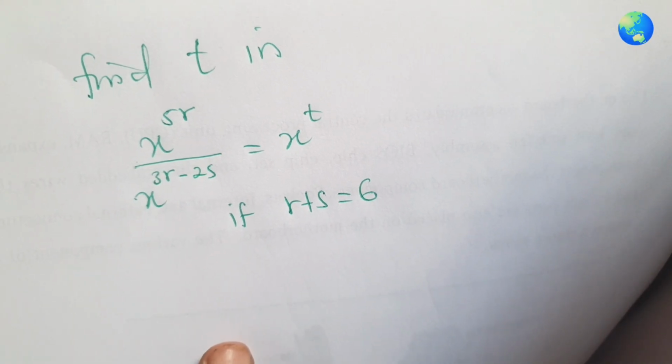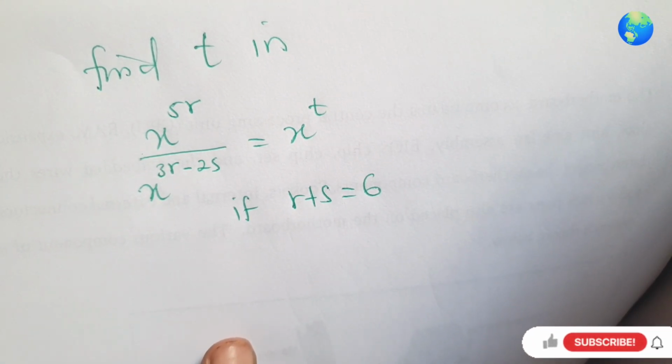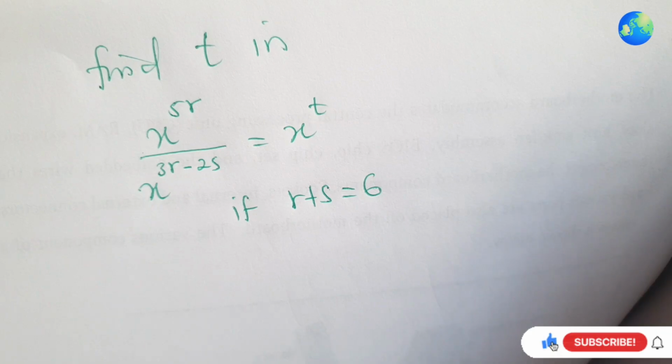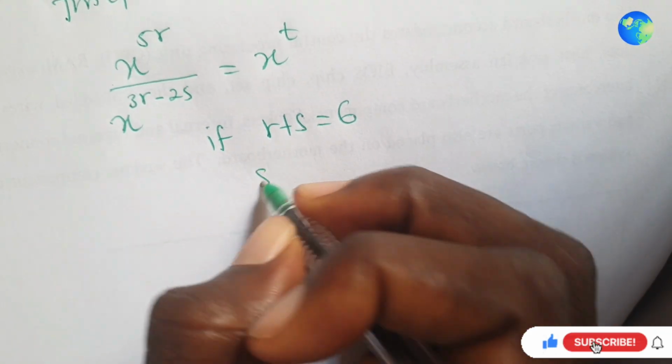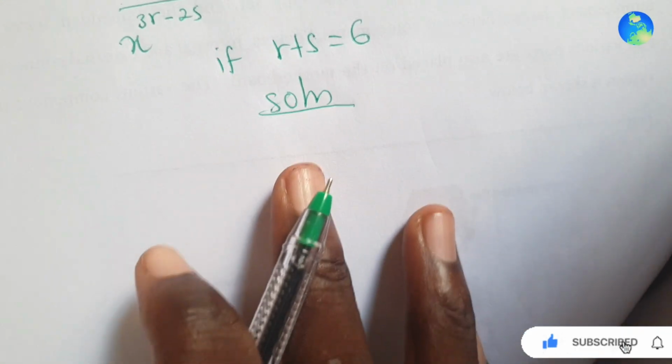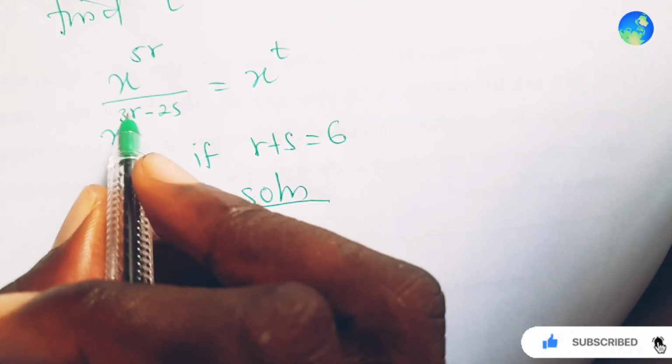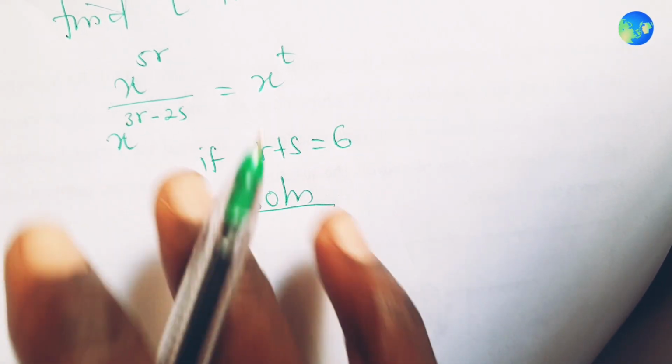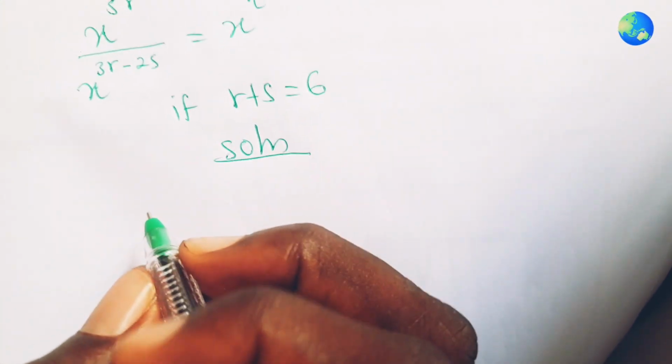Hello guys, in today's episode we are told to find the term t if we have a certain condition. So let's rearrange and see what we can do about it. Clearly, we have x and x. So that means from the law of, well, let me just rewrite it.